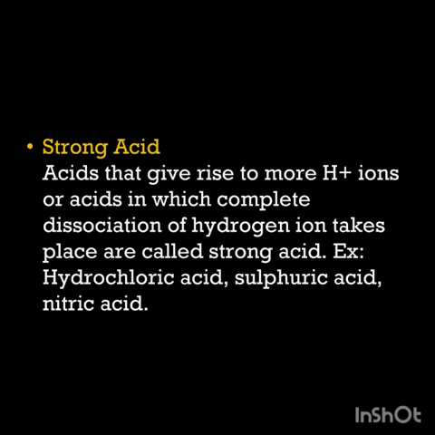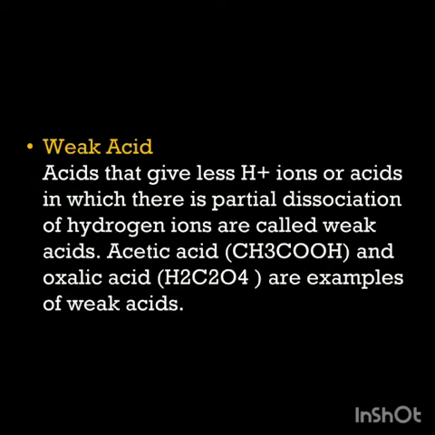Strong acids. Acids that give rise to more hydrogen ions, or acids in which complete dissociation of hydrogen ions takes place, are called strong acids. Examples: hydrochloric acid, sulfuric acid, nitric acid. Weak acids. Acids that give fewer hydrogen ions, or acids in which there is partial dissociation of hydrogen ions, are called weak acids. Acetic acid and oxalic acid are examples of weak acids.